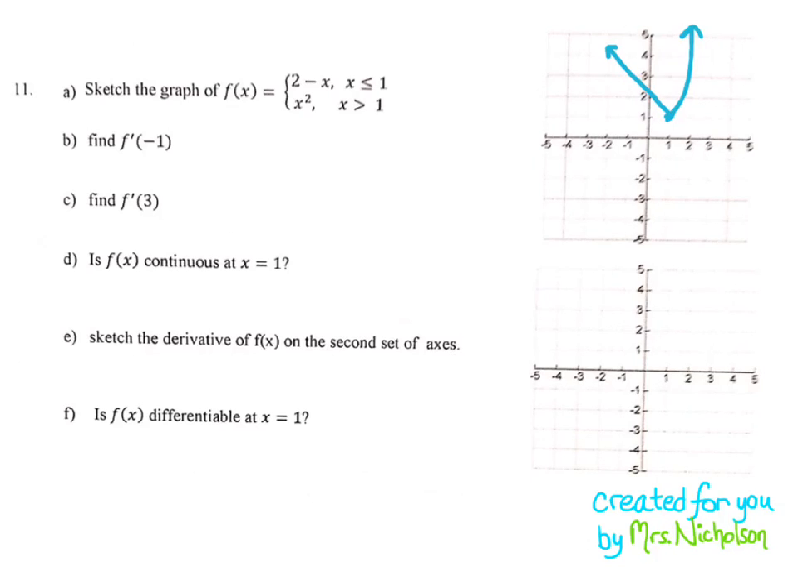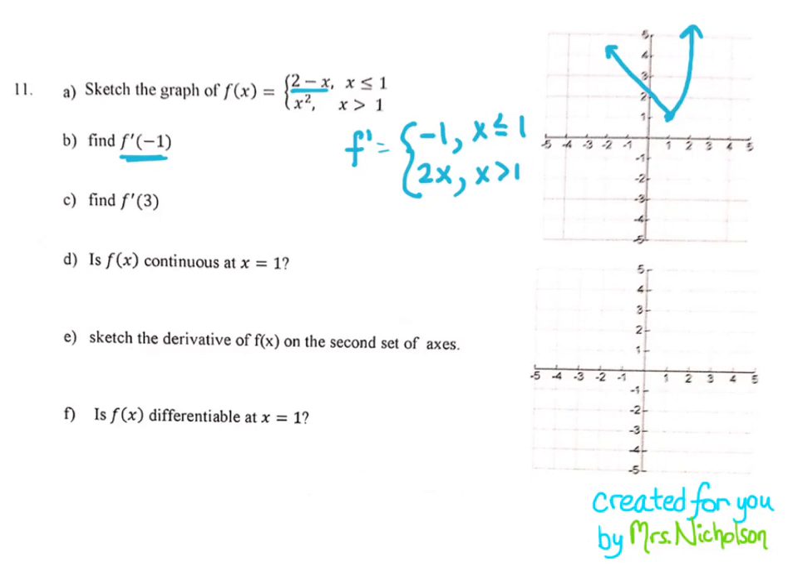And question B says find f prime of -1. Find the derivative at -1. And we could do that from the graph, and you can look at the graph and find that derivative or that slope. But I'm going to go ahead and find f prime. F prime is going to be equal to the derivative of 2 minus x, that's -1, and that's for all x less than or equal to 1. And then the derivative of x squared, of course, is 2x, and that's going to be true for all x greater than 1.